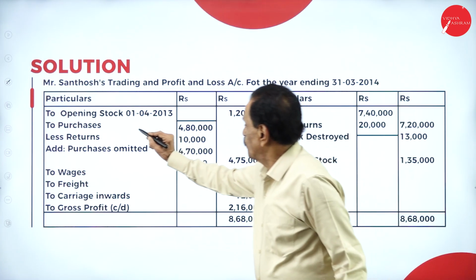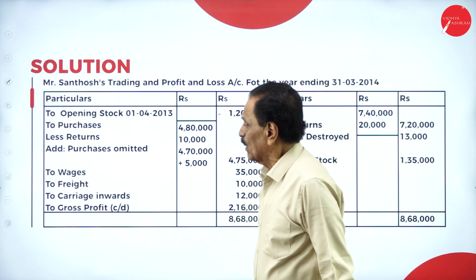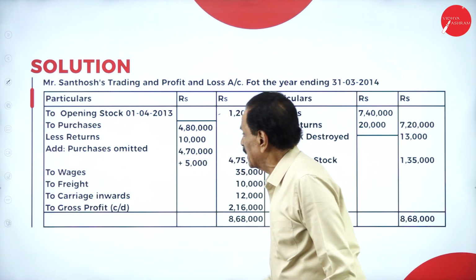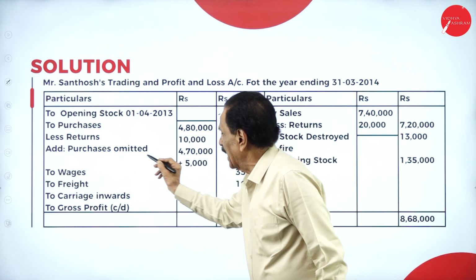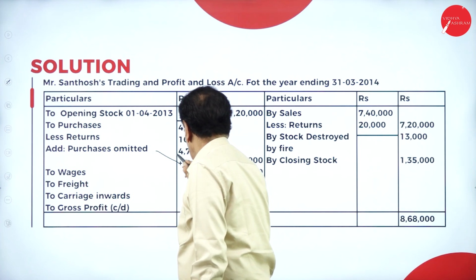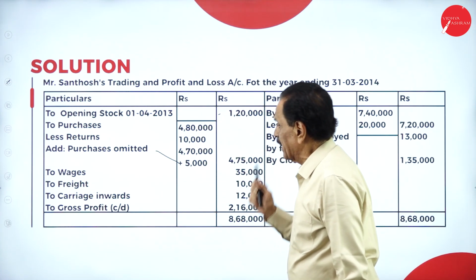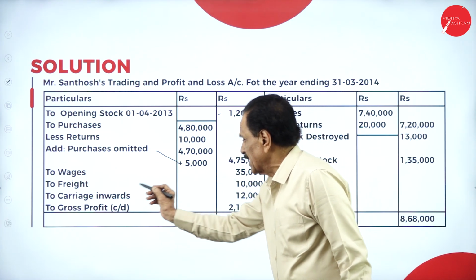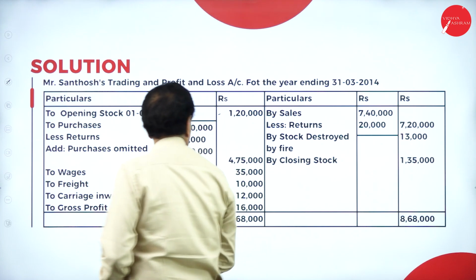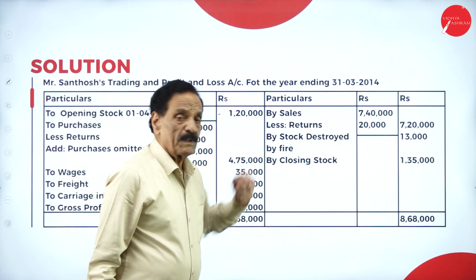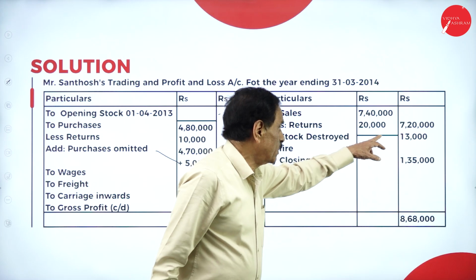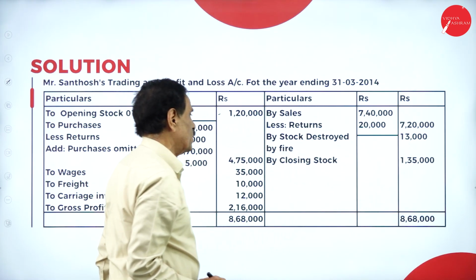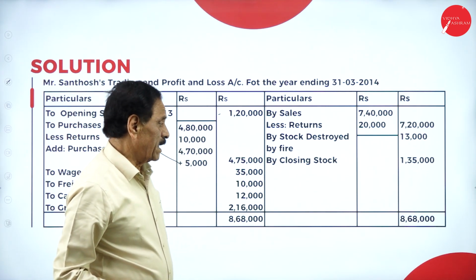We'll move on. Opening stock, we have got 1,20,000. Purchases 4,80,000. Purchases return is 10,000, so 4,70,000. Add purchases omitted, this is your 5,000, becomes 4,75,000. Wages is 35,000. Freight is 10,000. Carriage inwards is 12,000. Come back here. Sales 7,40,000. My sales return 20,000, it becomes 7,20,000. Stock destroyed totally 13,000. Closing stock is 1,35,000.